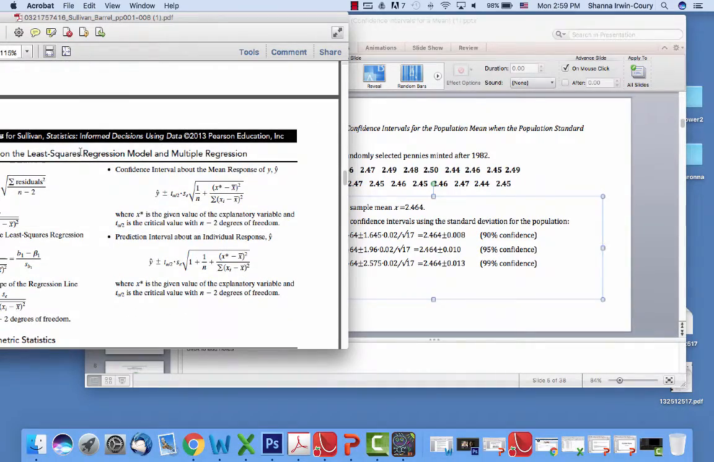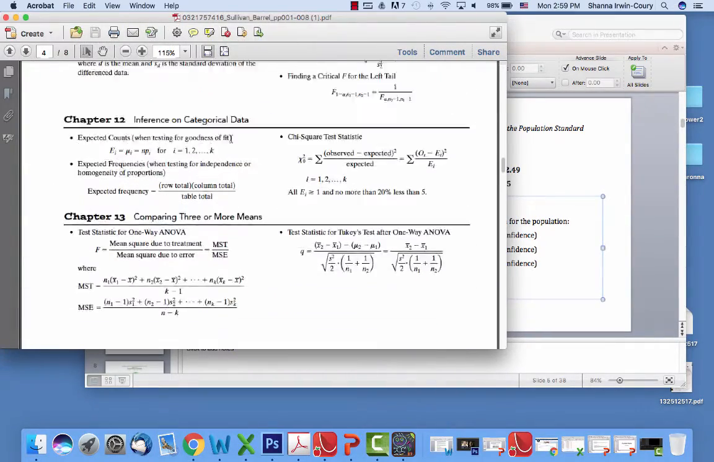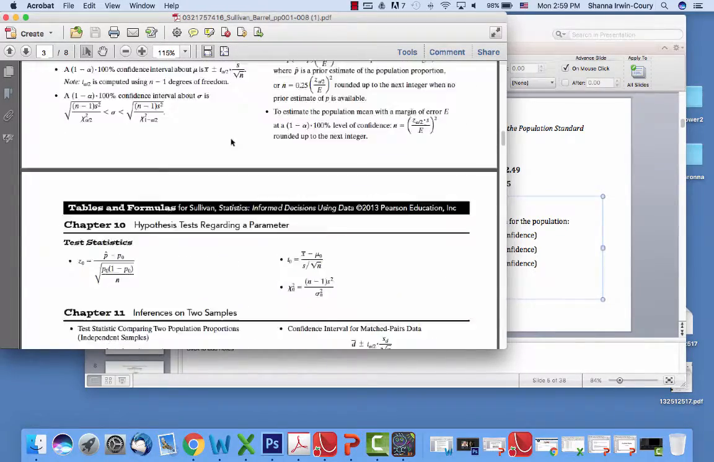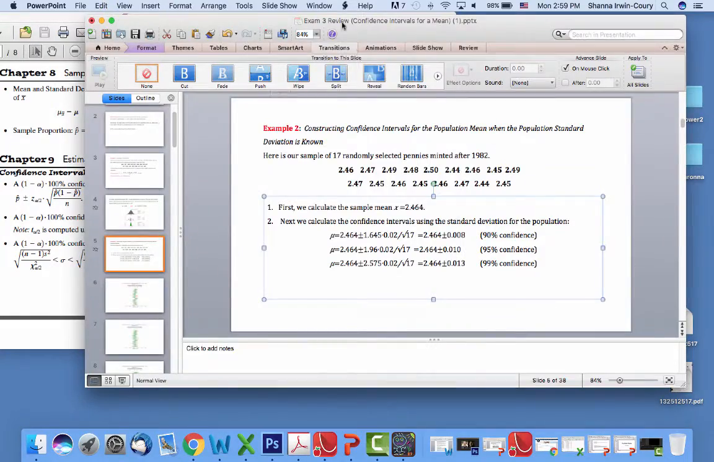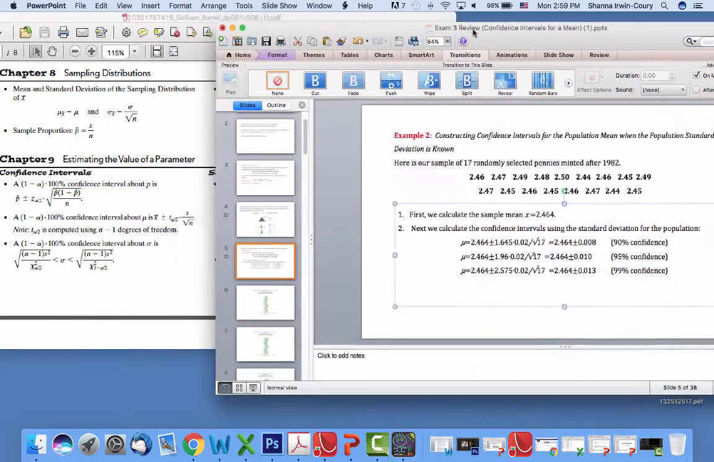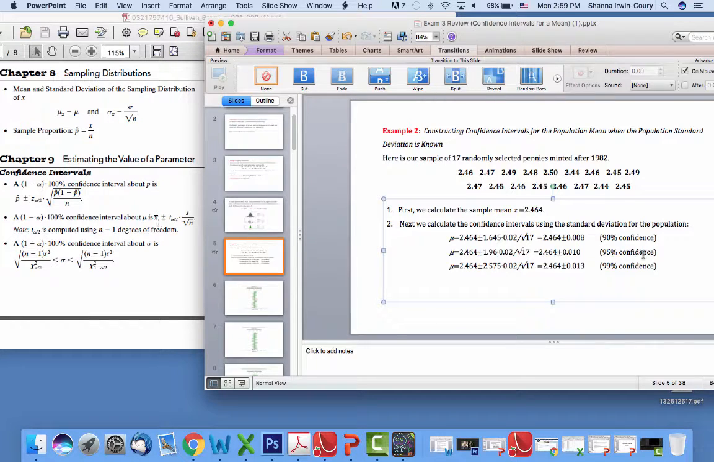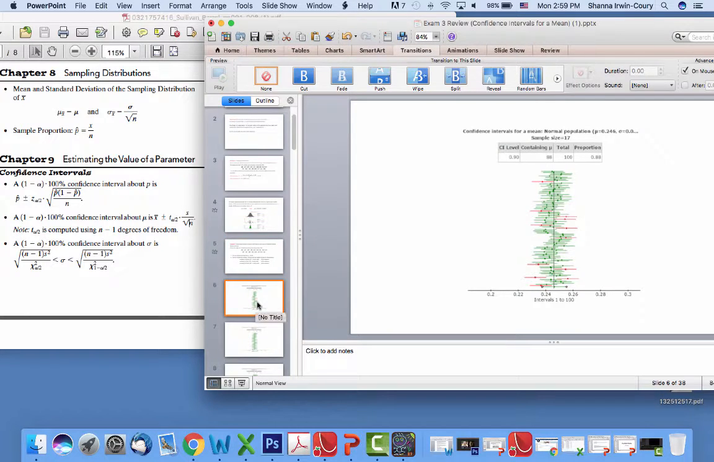In your formula sheet, going to confidence intervals, it is right here, x bar 2.464, plus or minus, T for alpha over 2, in our case we're using Z right now because we have the population standard deviation. So Z for alpha over 2 times S, in this case sigma, 0.02 divided by root 17.